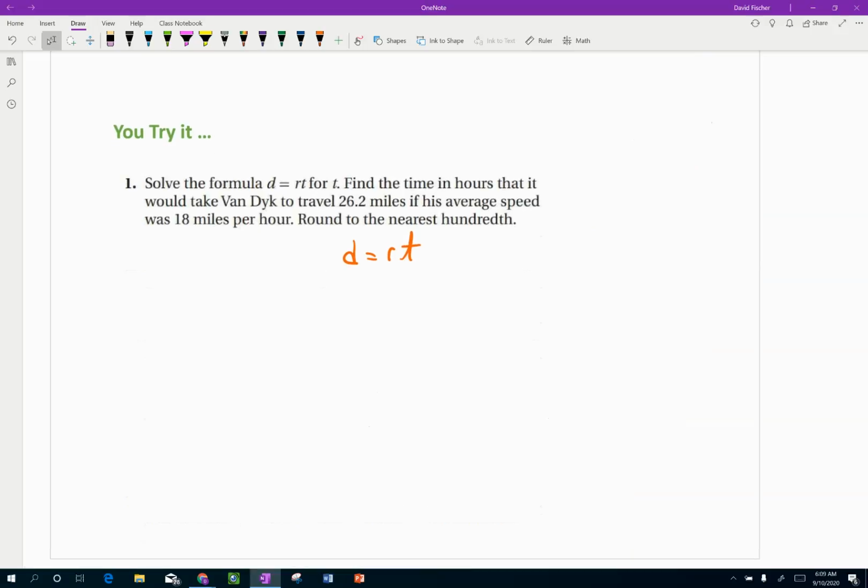We want to do the T. So that means we got to get rid of the R. Right now it says R times T. So let's divide both sides by R. Over here they cancel out. So I'm going to go for my final answer. T equals D over R.